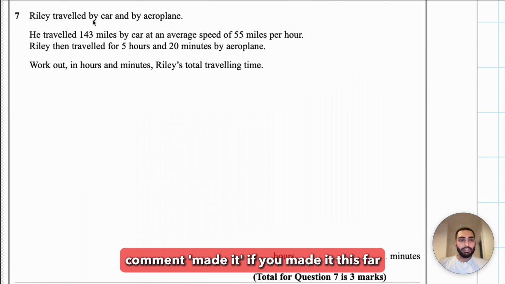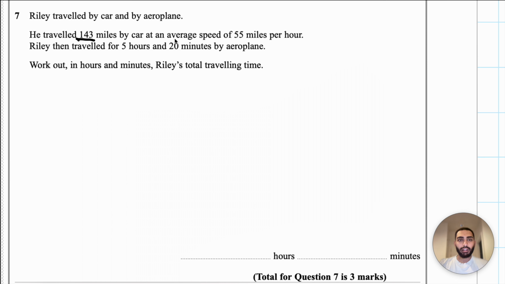Question 7. Riley travelled by car and by aeroplane. He travelled 143 miles by car at an average speed of 50 miles per hour. Riley then travelled for 5 hours and 20 minutes by aeroplane. Work out in hours and minutes Riley's total travelling time. So we're going to be using our distance, speed, time formula triangle. We have our distance and we have our speed, which is those two. So we're trying to find the time for that first part of the journey, the car.